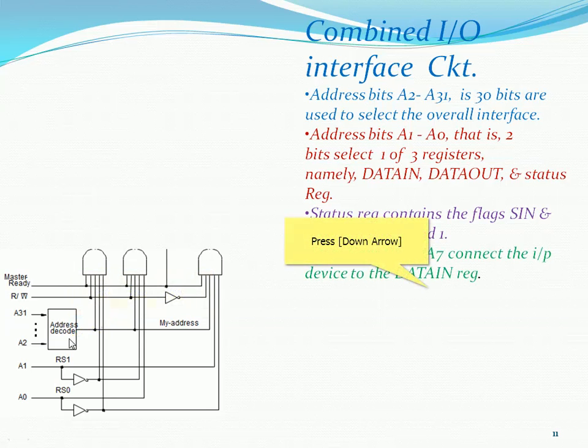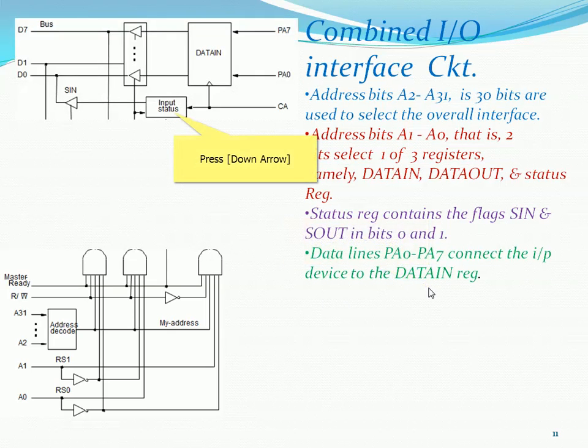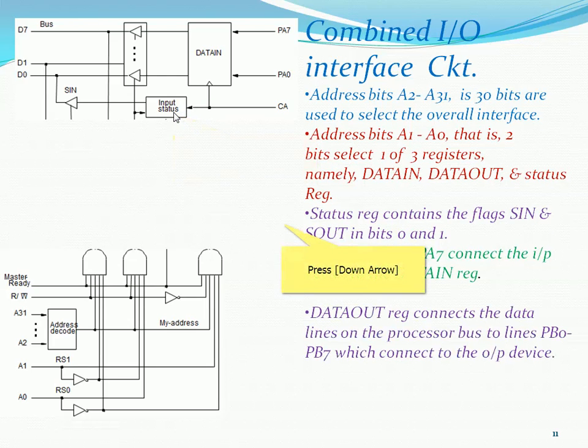So data lines are connected to port A, right? Port A, that is A0 to A7, is port A, connecting the input device to the data in register. So the port A bits A0 to A7 will be connected to the data in register. That will go to the input status, and we have a tri-state driver connected, which will go to D0 to D7. So the data out register connects to the data lines on the processor bus, lines PB0 to PB7. So the data out will be there.